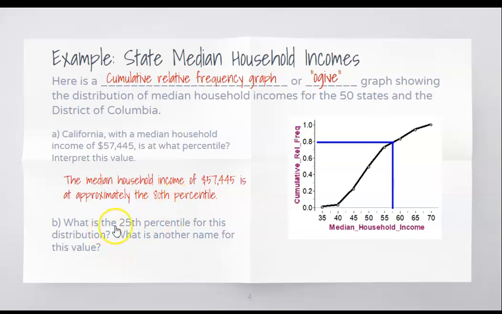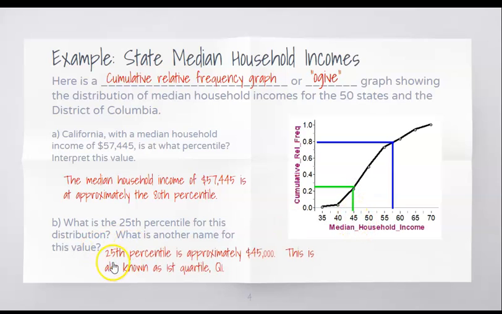B, what is the 25th percentile for this distribution? Okay, so now notice it starts us at percentile. Well, that means I need to start from the y-axis at 25%, roughly there, and read down. That's about $45,000. Okay, the 25th percentile is approximately $45,000.